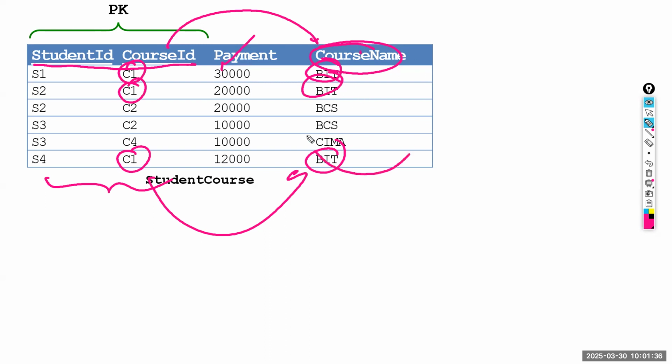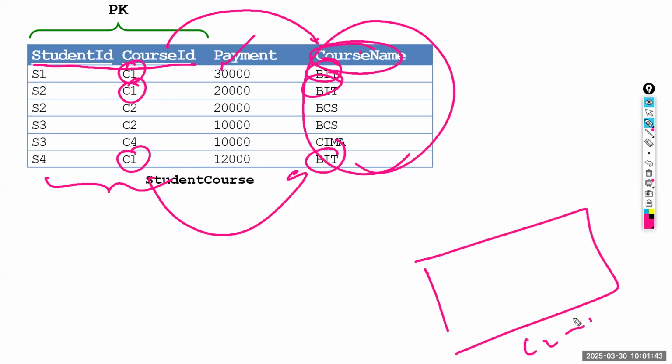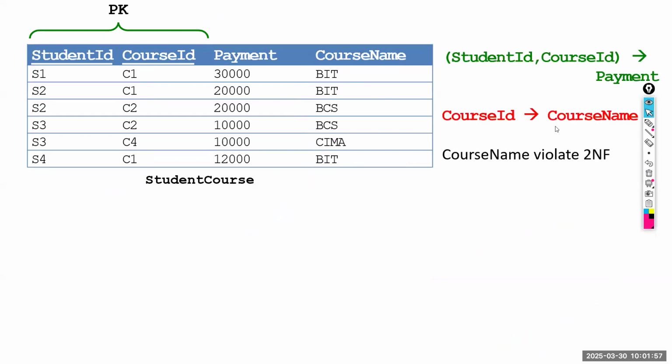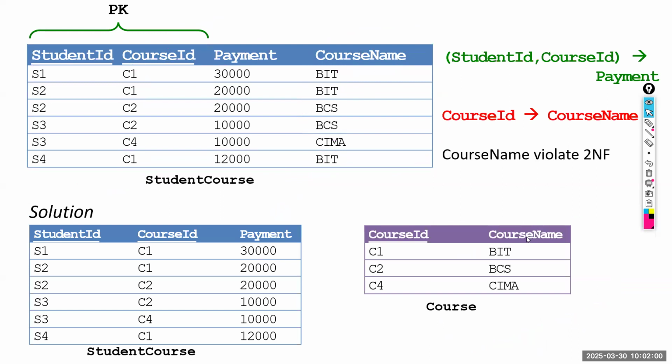So course name must go into a table where course ID is the primary key. So that should be the course table. You must have another table called course table and your course name must be there, not here. So that is the solution. Okay. Got it? So take the course name to the course table, if you already have a table, or otherwise create a table, and get rid of course name from here. So now it is in second normal form.